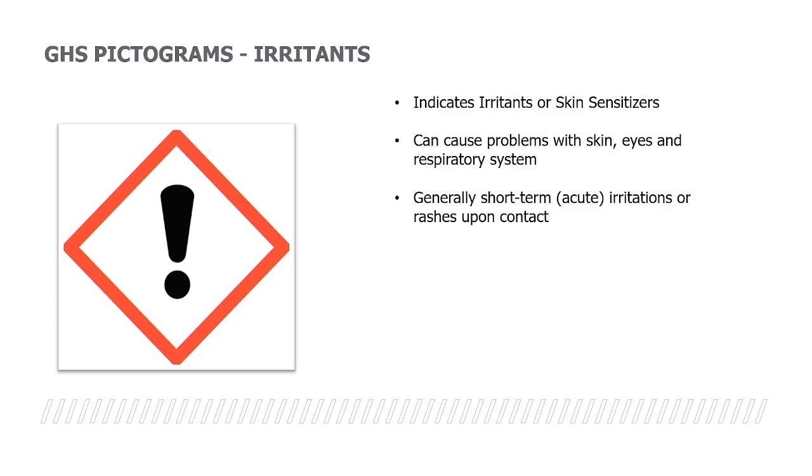The exclamation point. One of the things that you do want to remember here is the word irritant. Okay, it indicates irritant or even some type of skin sensitizers. It can also cause problems with skin, eyes, respiratory systems. In other words, if you get it on your skin, it's going to cause some type of problems. It could be a rash, could be a burn, something of that nature. And usually it's going to be what they consider an acute type of exposure. In other words, you're going to see something happen in a short period of time with that particular product that you may be using.